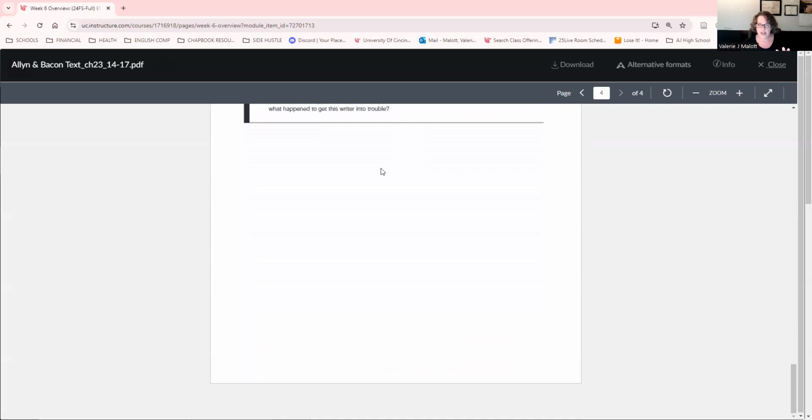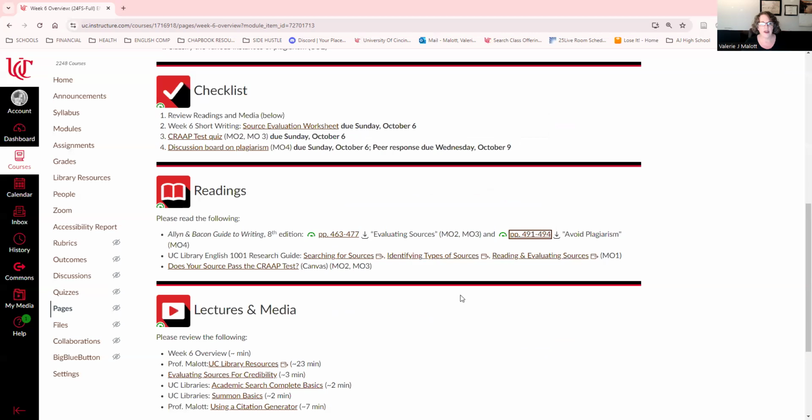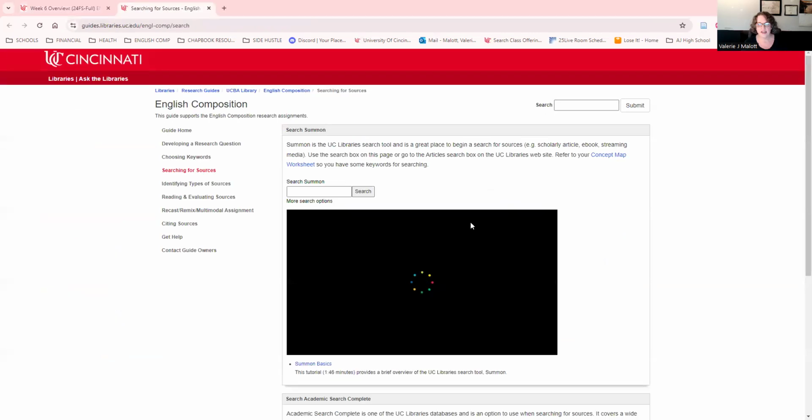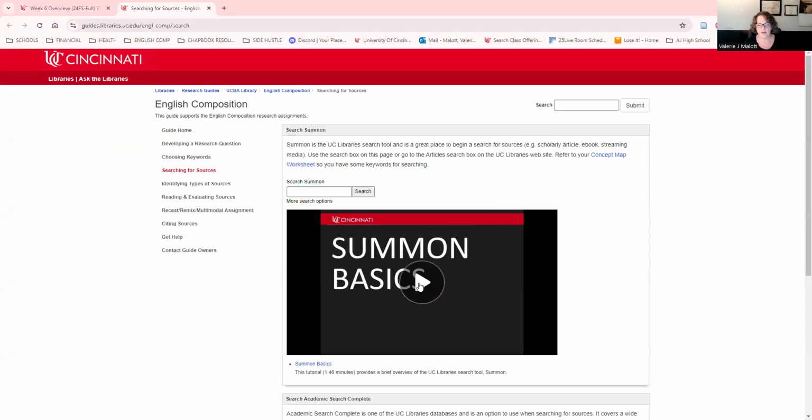Okay, so that's a shorter reading, the shorter of the two. Then we have actually a research guide for English 1001 that is made by all three of the UC libraries. So we have searching for sources. This is where the Summon basics comes in. There's a short video that explains how to use Summon. There's also a search bar for Summon.